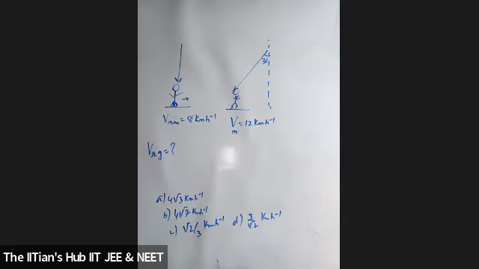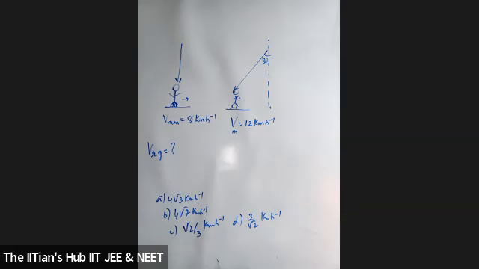So option A. Sorry, sir. Sorry, it's option B. Option B, 4√7 kilometers per hour. 4√7. Absolutely correct. Rest of them, are you all getting it, students?